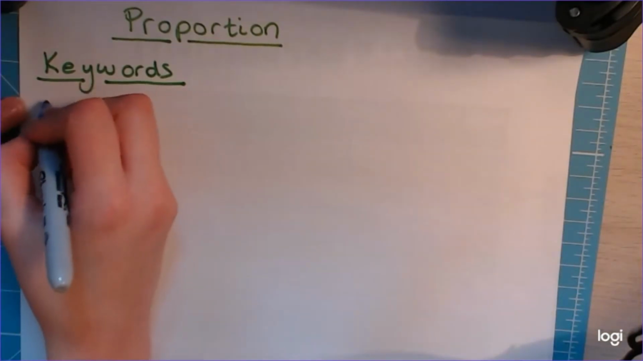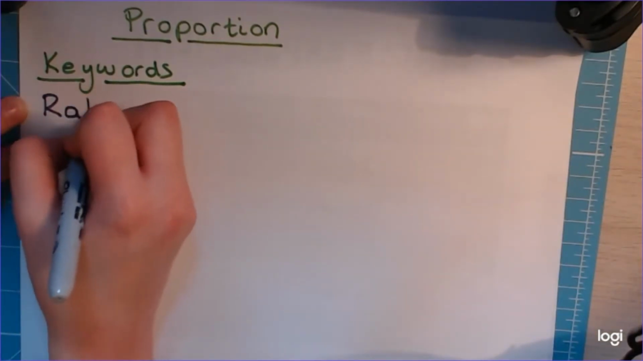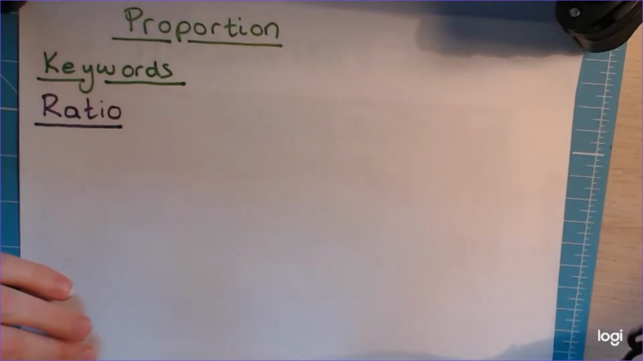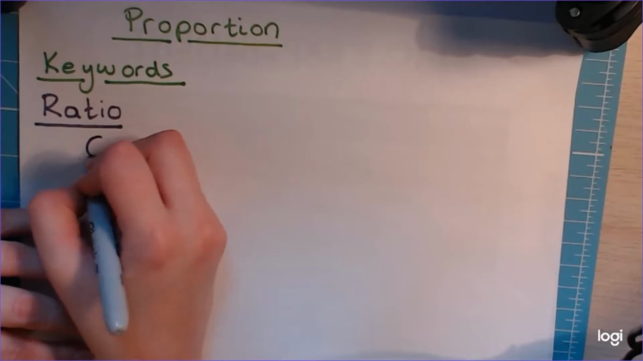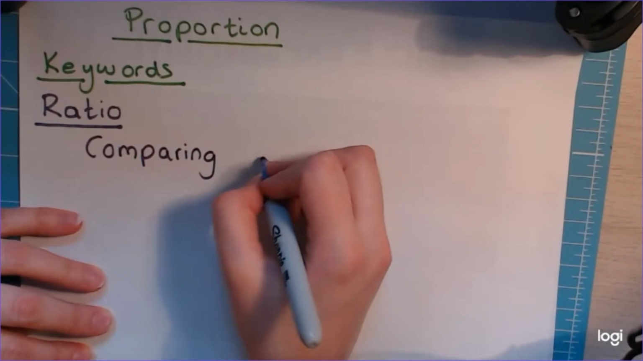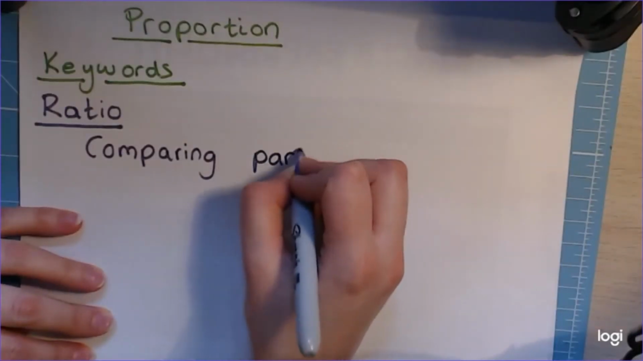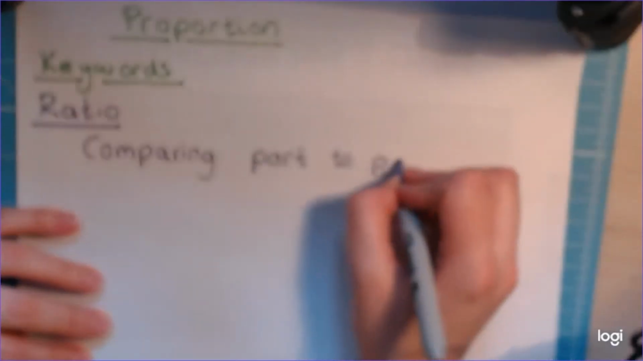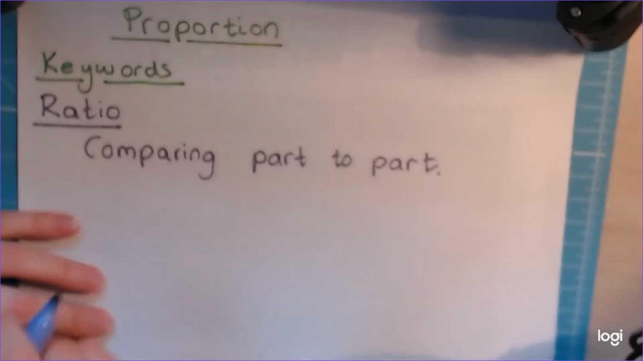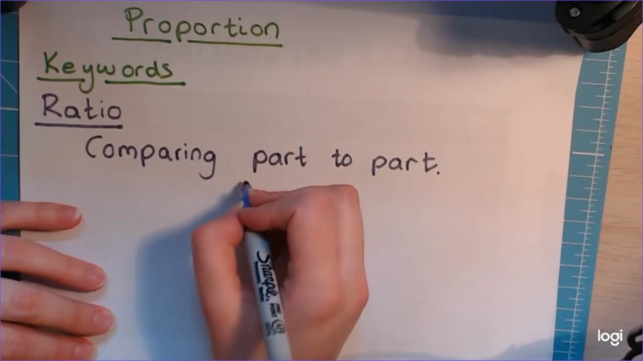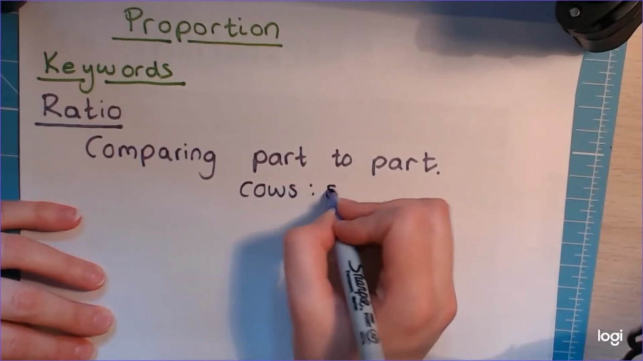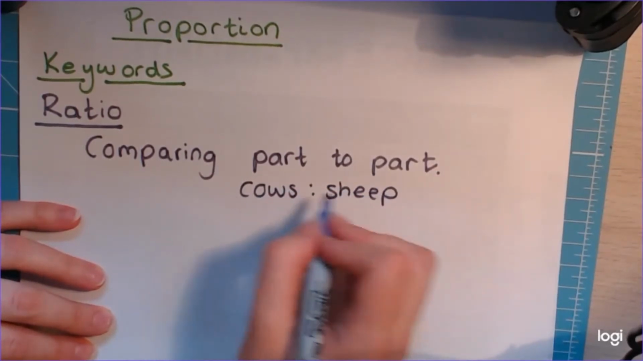So the first one is ratio, and you should have this in there anyway, but I'd like them just to be in there next to each other so you can compare them. So a ratio is when we compare, I'm just going to put it quite short here, comparing part to part. Okay, so we're looking at one part of something and comparing it to another part of something. So for example, we might look at the ratio of cows to sheep. Okay, there's your one part, there's your other part.